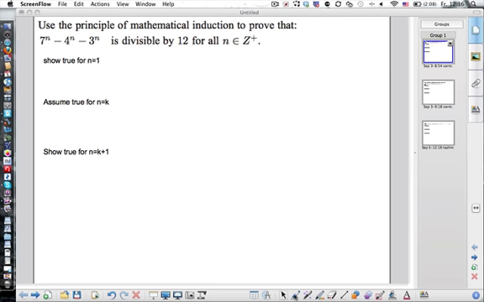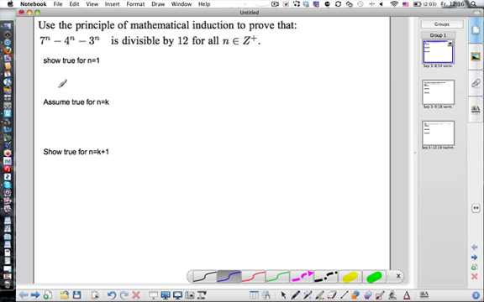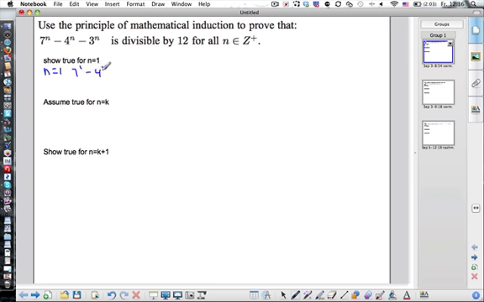We're going to solve this induction problem. We first need to show that it's true for n equals 1. So n equals 1. We get 7 to the 1 minus 4 to the 1 minus 3 to the 1. That equals 0. But we know that 0 times 12 is still 0, so that is divisible by 12.